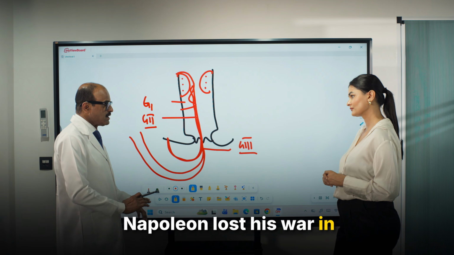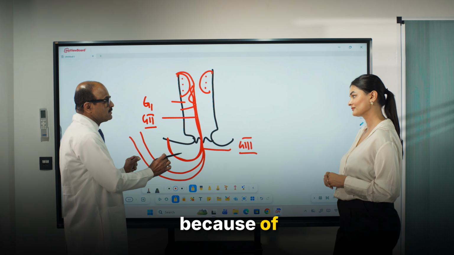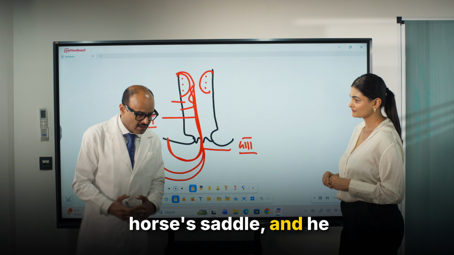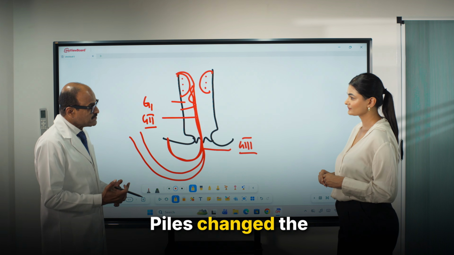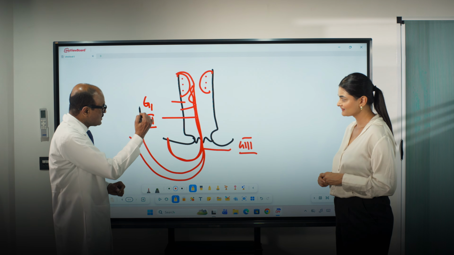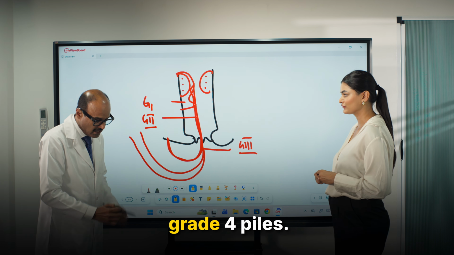Napoleon lost his war in the Battle of Waterloo because of grade 4 piles. He could not sit on his horse's saddle and he lost the war. Piles changed the history of this world. So there are grade 1, grade 2, grade 3 and grade 4 piles.